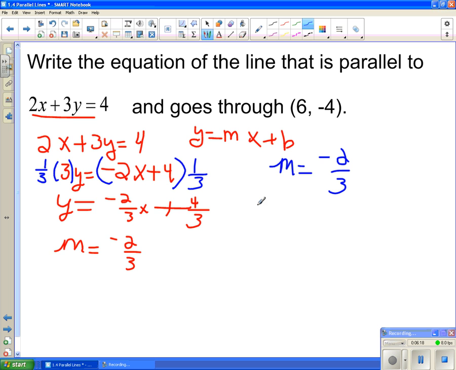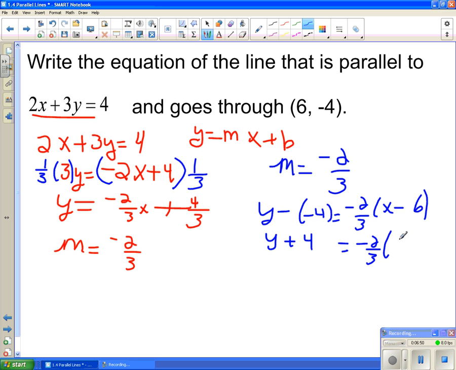So I've got y minus negative 4 equals negative 2/3 times x minus 6. Remember, this is your x1, this is your y1. And then I'm going to clean it up. I've got a minus minus, so it's a plus: y plus 4 equals negative 2/3 times x minus 6.